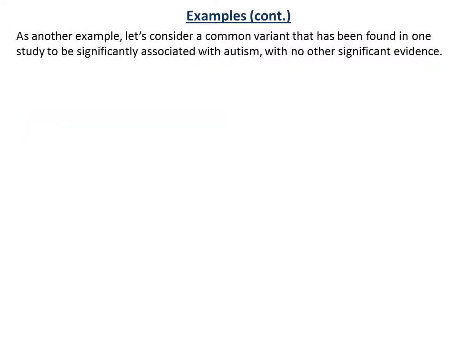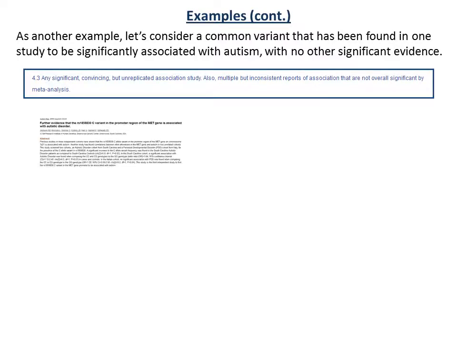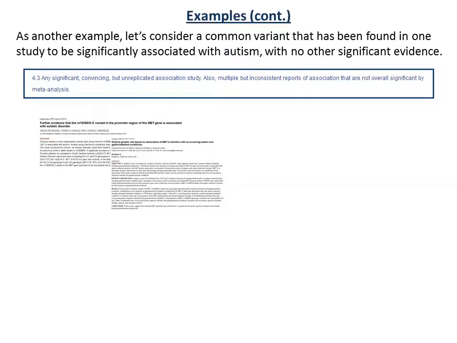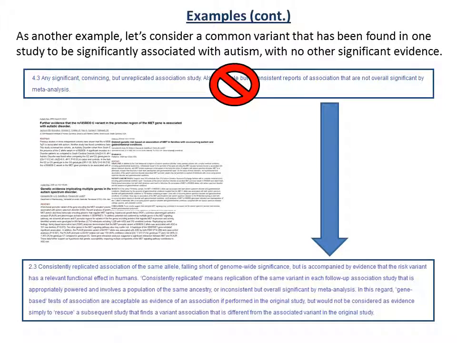In our final example, let's consider a common variant that has been found in one study to be significantly associated with autism with no other significant evidence. Based only on this, the gene would fall into Category 4.3. However, several follow-up studies exist that replicated this positive association, including one meta-analysis. This combined evidence now boosts the gene to Category 2.3. Unfortunately, because none of the studies showed genome-wide significance for the variant, it cannot be elevated to Category 1, however.